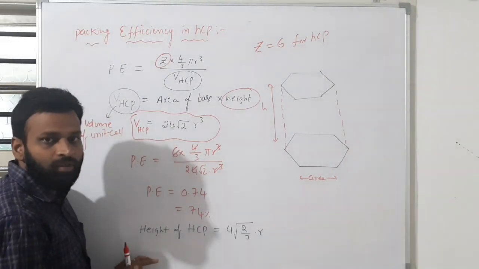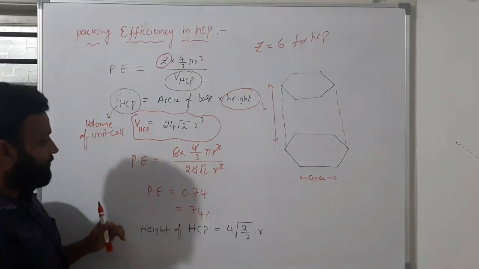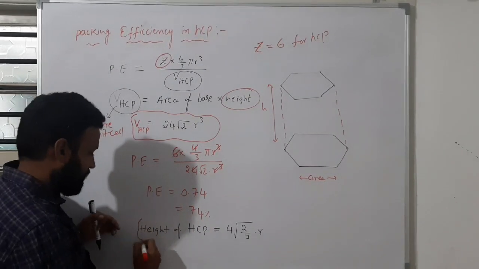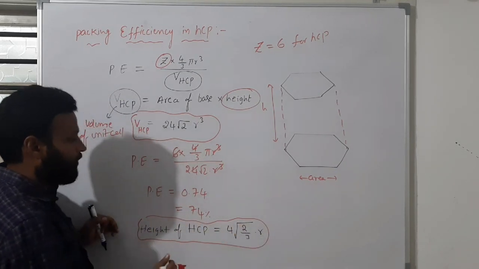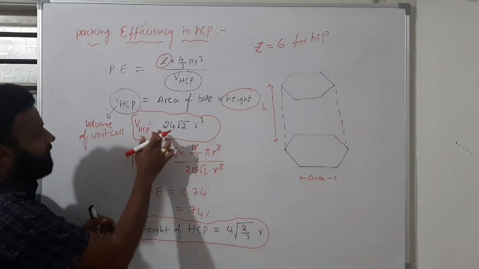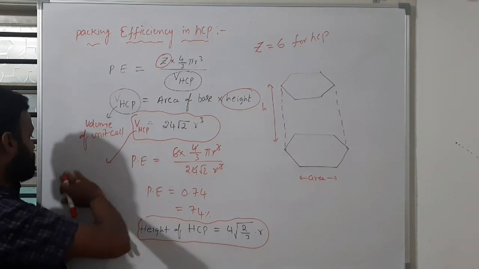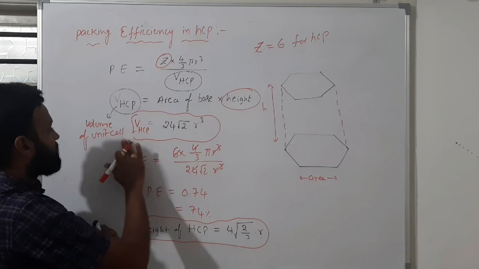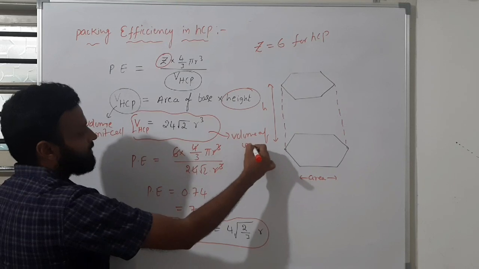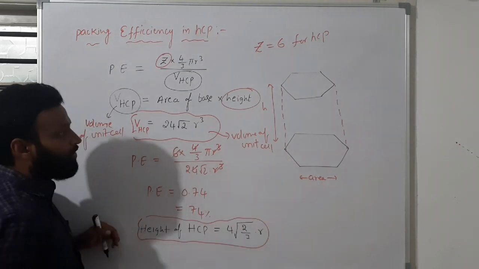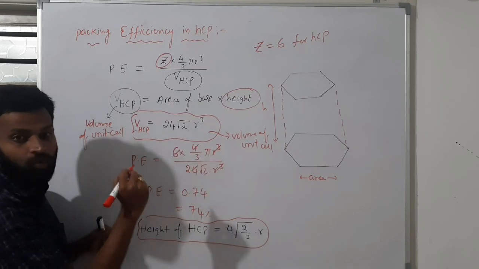So in this half you will have the neighboring distance in the same manner. Okay. So this formula you just remember, height of HCP. Height of HCP is what? 4 root 2 by 3 into r, you just remember. And this is volume of HCP. Volume of HCP means volume of unit cell. This one I will write here. So this is volume of unit cell. Both are the same. Volume of unit cell or volume of HCP, how much means? This you have to know, 24 root 2 r cube.